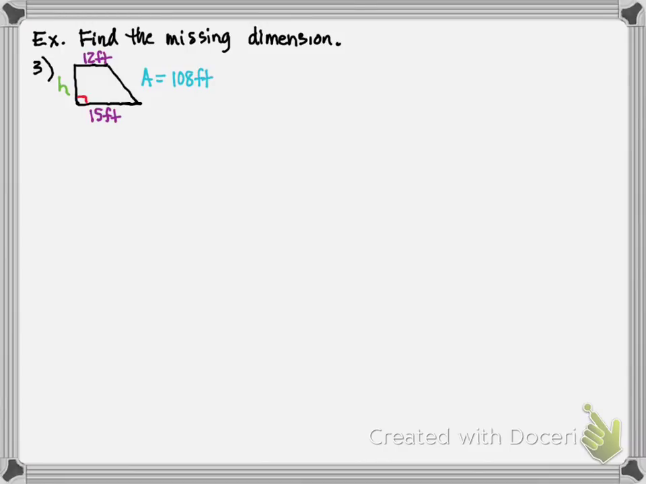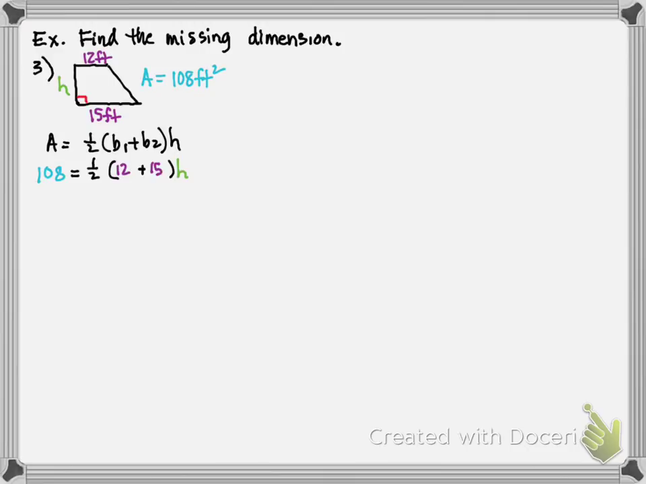So I start with my formula. A equals half the sum of the bases. Let me try that again. Base sub 1 plus base sub 2 times the height. And I start plugging numbers in where they belong. So the A is the 108. Look at that. I forgot the 2 and I knew it was there. 108 takes the place of A. 1/2 is 1/2. Inside the grouping symbols, I will have the bases 12 and 15. And then the only thing I don't have a number for would be the height.